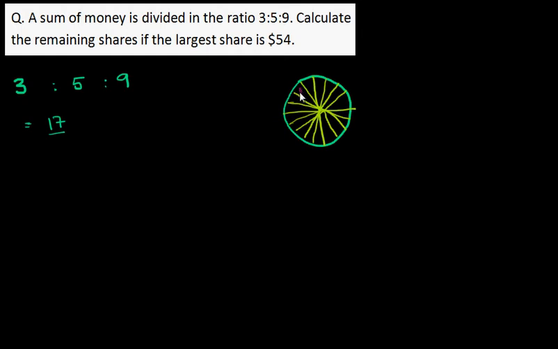3 of them are colored purple. Now I can write that bit of information down as 3 over 17. And let's assume that 5 of these parts are colored yellow. So 1, 2, 3, 4, and 5. I can write that bit of information as 5 over 17.